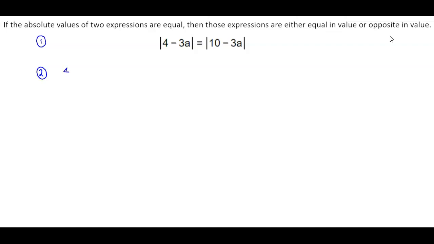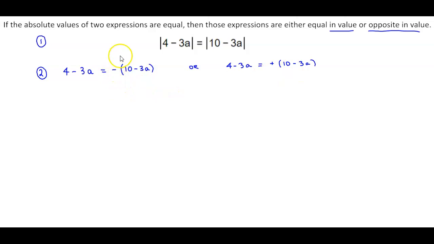We have 4 minus 3a, which is equal to negative of 10 minus 3a, or we have 4 minus 3a, which is equal to the positive of 10 minus 3a. So this means that we have the equal value or the opposite in value. So this is the opposite of the value, and this is the equal value here.